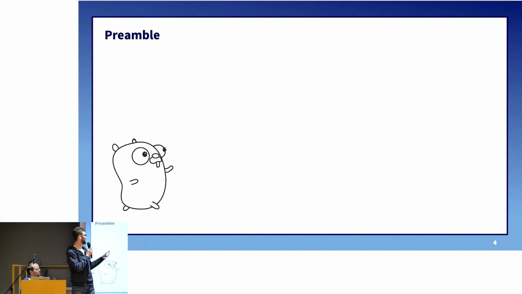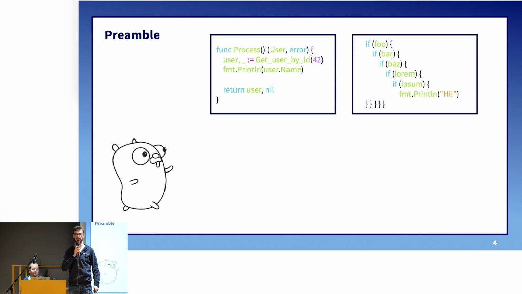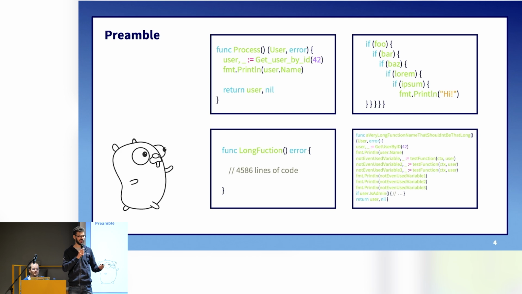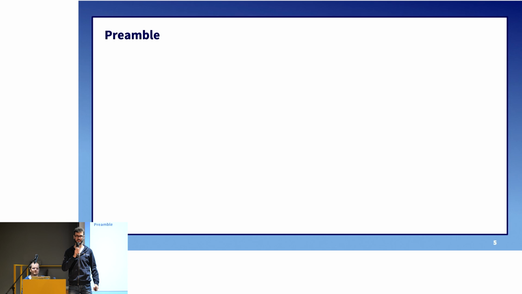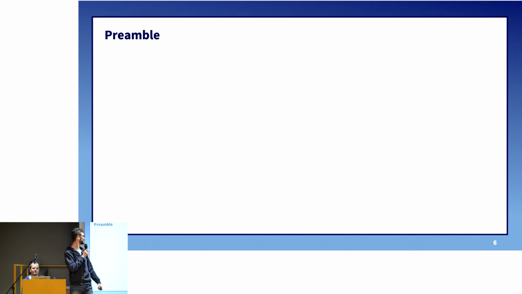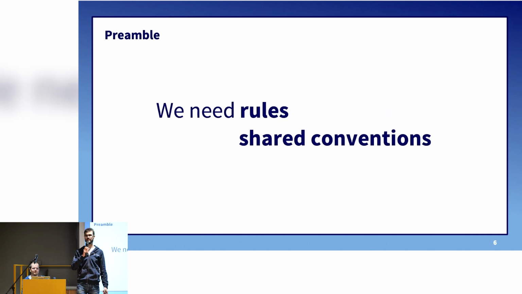So he finds some real stuff, like errors not managed. Here you can see the function and the returned error value isn't checked. Big nesting, oops, huge functions or just weird code. So no, he's not so happy now. He's starting to be sad, very sad. The first thing he's thinking about is: everything works, but nothing is coherent. We need rules. We need shared conventions. Okay, and here come the linters to the rescue.